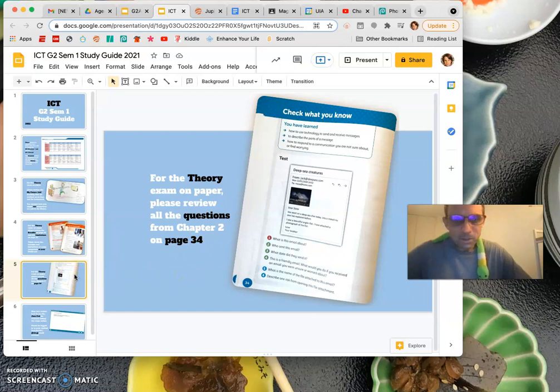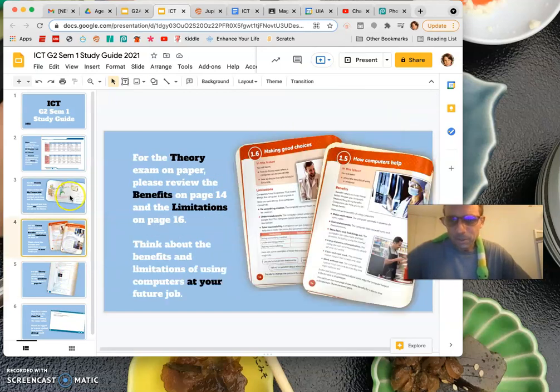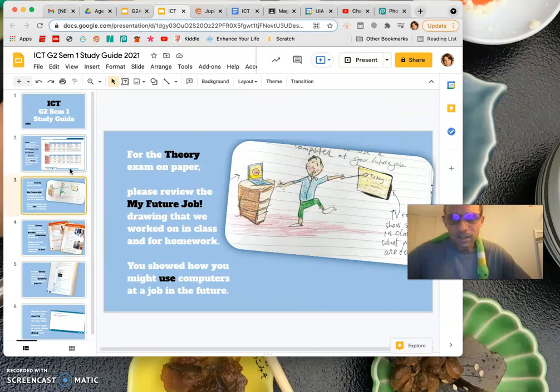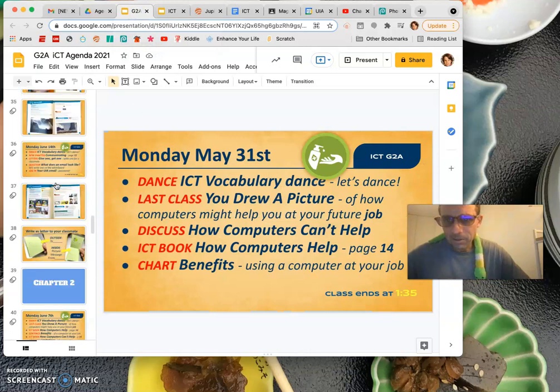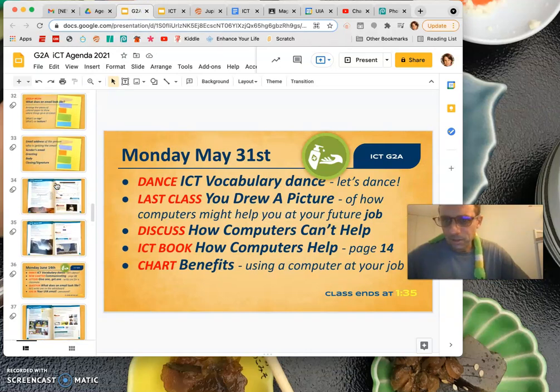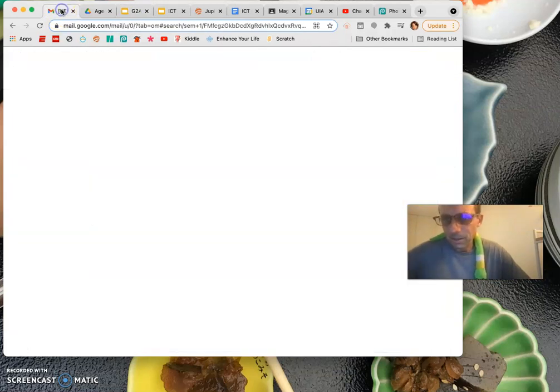So for the theory part, the ones on paper, will just be this, this, this. Okay, not too long, not too hard. Hopefully it's okay. For the practical one, I'm still trying to figure it out, but what did we do? We did endangered animals. Is that true, or is that G3? Let's take a look here real quick.